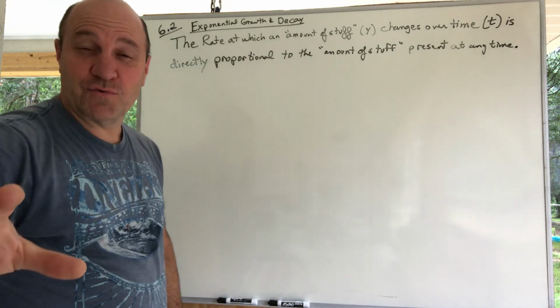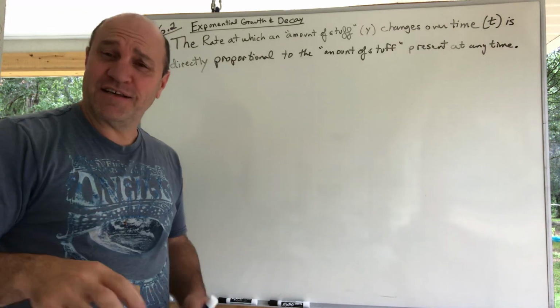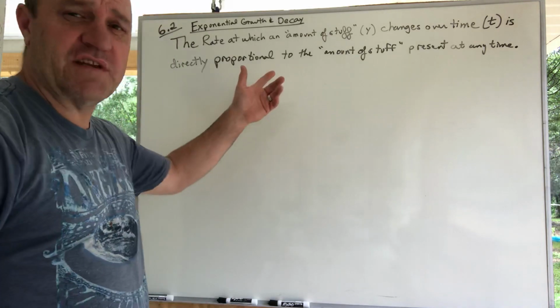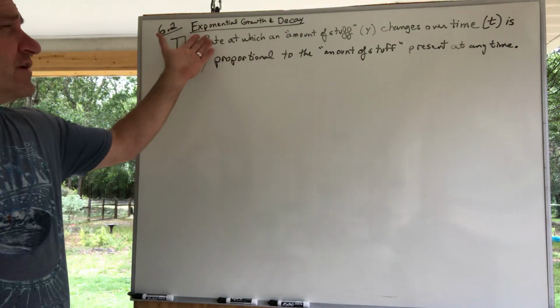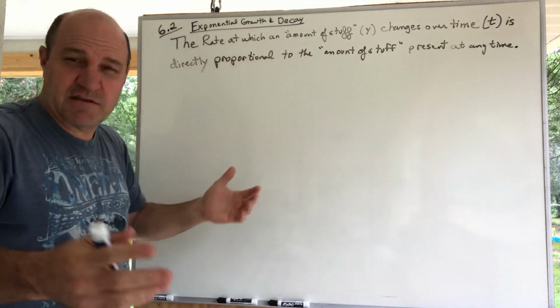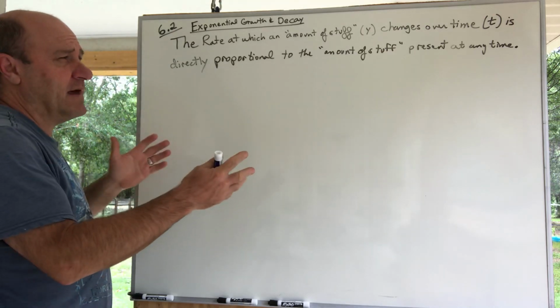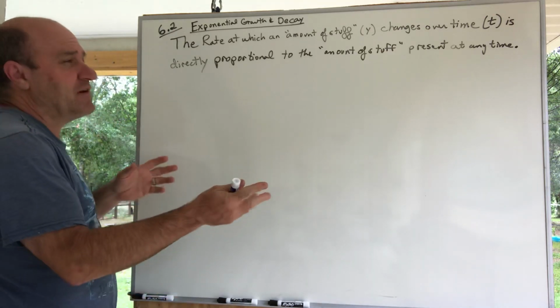Hello, Calculus 2. We're in Chapter 6, looking at a little mini version of differential equations, and we move into 6.2. We look at exponential growth and decay, which is a topic you probably did in algebra sometime before. But check it out. Look how it pops up in differential equations.